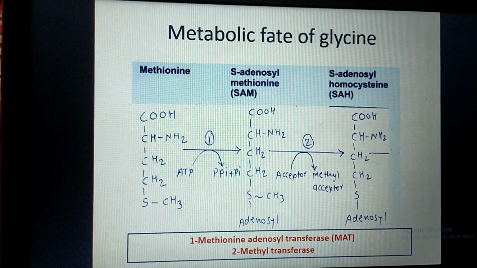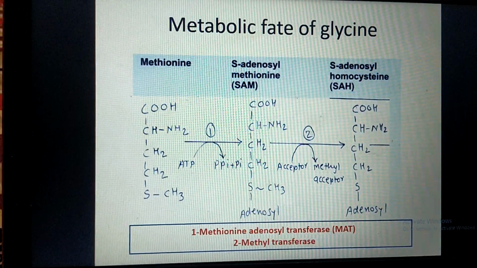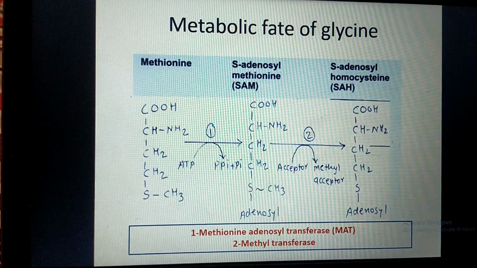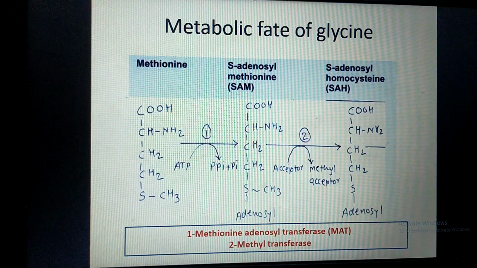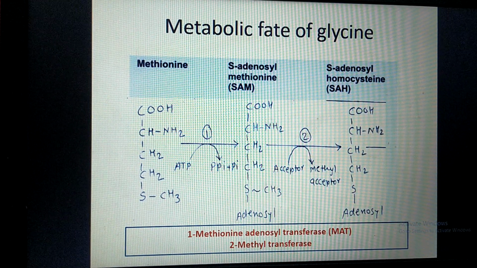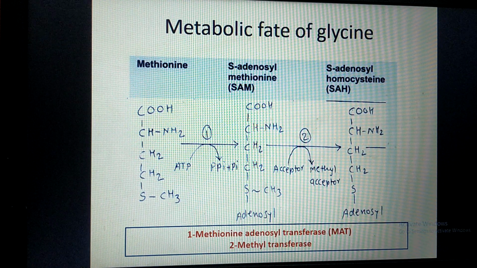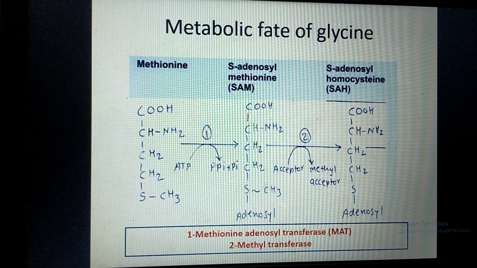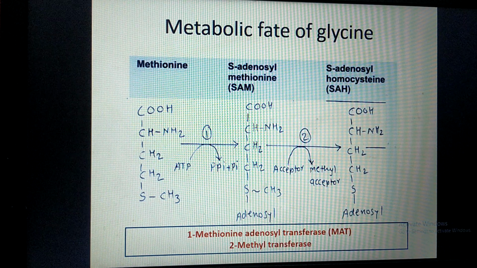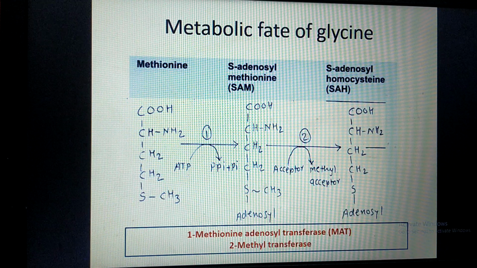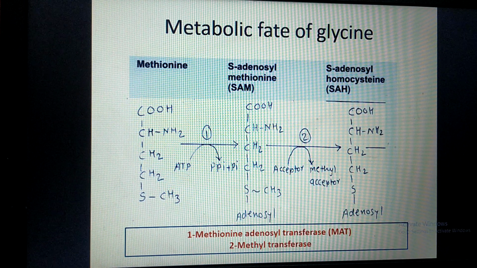If you see here, on the left side there is methionine, which combines with ATP. This ATP is hydrolyzed, 3 ATPs are removed, and the adenosine group of ATP is added to the sulfur atom of the methionine. Therefore, now methionine is called S-adenosyl methionine. Due to attachment of this adenosyl group to the sulfur atom, the original bond between sulfur and methyl group becomes weak, and this methyl group can be easily detached from S-adenosyl methionine.